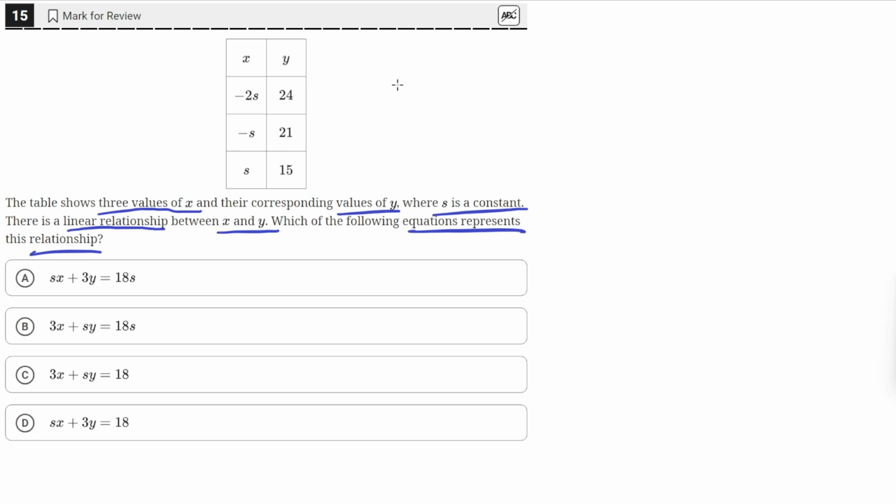So in order to find the equation for the relationship between x and y, which is going to be some straight line, we can just solve for the slope and the y-intercept of the line by using these values. So to solve for the slope, we're going to find the change in y over the change in x. So the change in y is going to be the change in these y values, and the change in x is going to be the change in the x values.